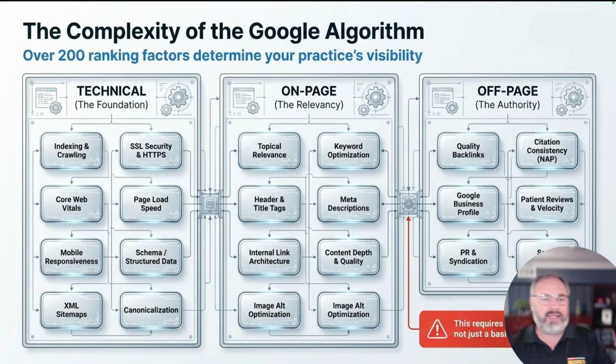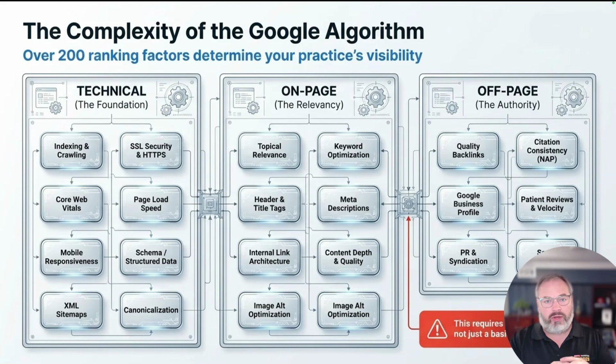Now, the complexity of the Google algorithm and the complexity of SEO and showing up for search has only gotten more complex over the last 3 to 4 years. There's over 200 ranking factors alone on Google. And so you can see that there's 3 main areas. And let's look at Google first, but all of what we're saying applies in some way also to AI search. So there's a technical foundation on the far left. This includes indexing and crawling.